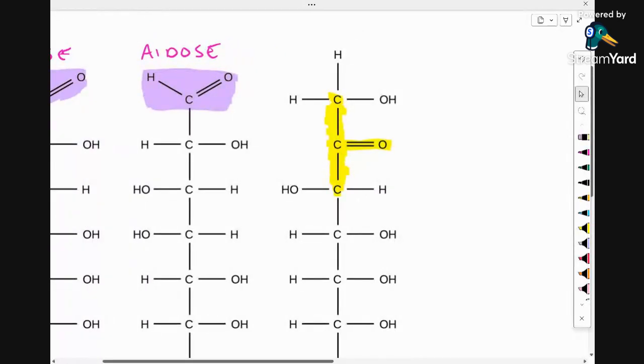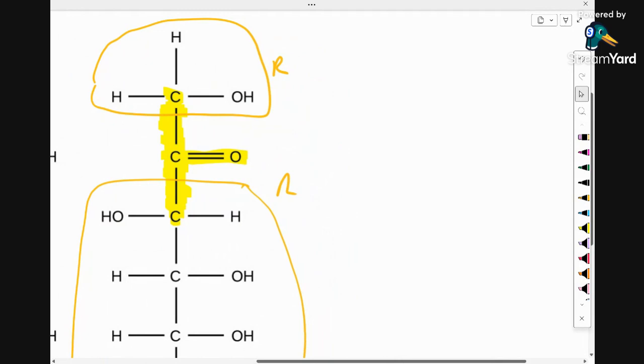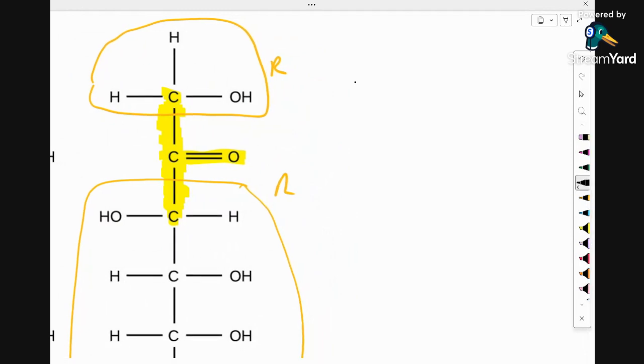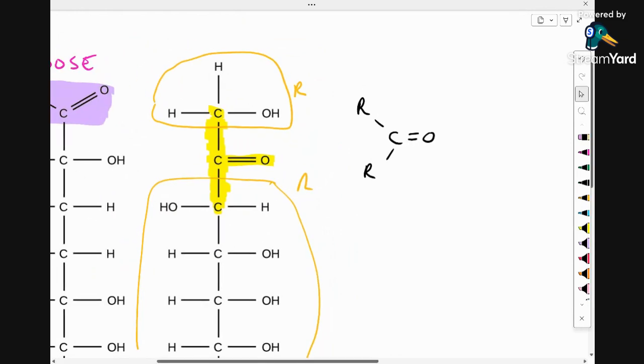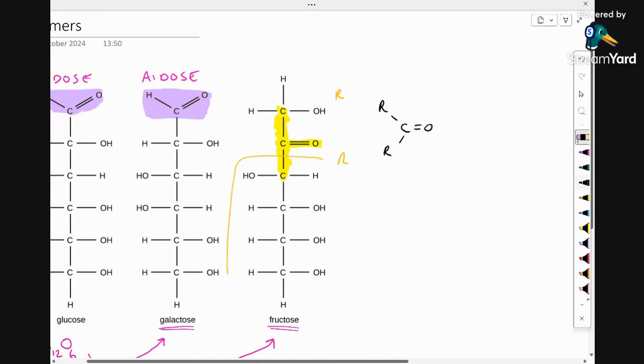Where these carbons here, essentially all of this downwards is represented by an R group. So this absolutely fits into our structure that I showed you earlier, which is that we have an R group connected to a carbon, and the carbon has a double bond to an oxygen. So this is absolutely what we expect from a ketose sugar.